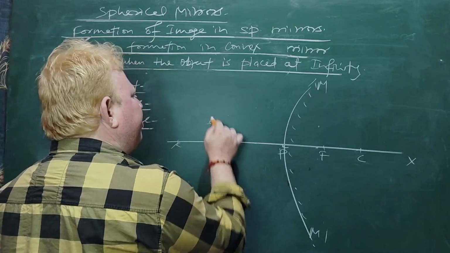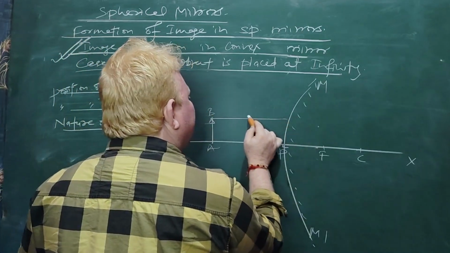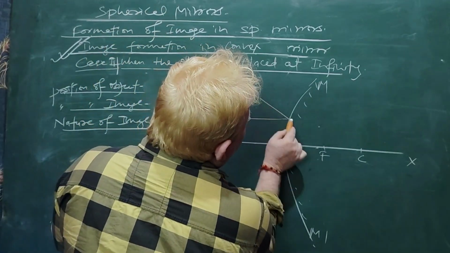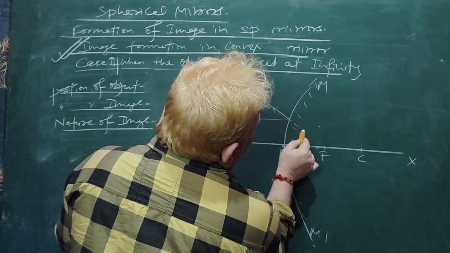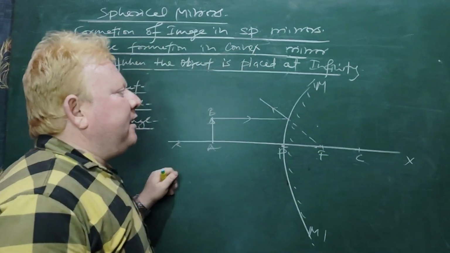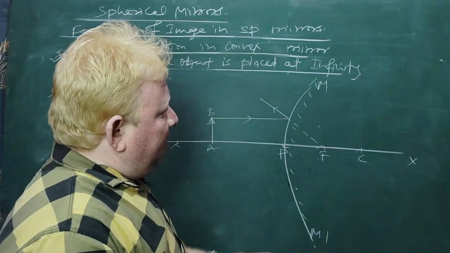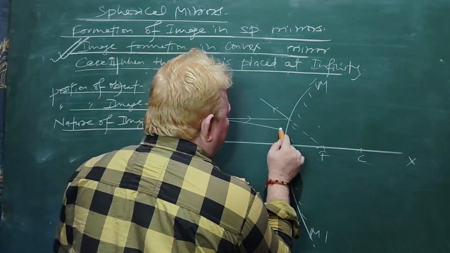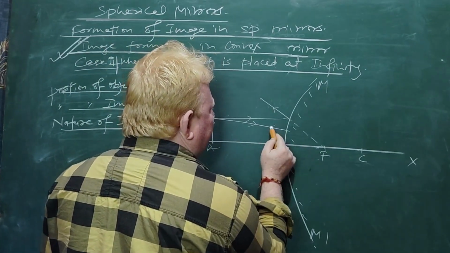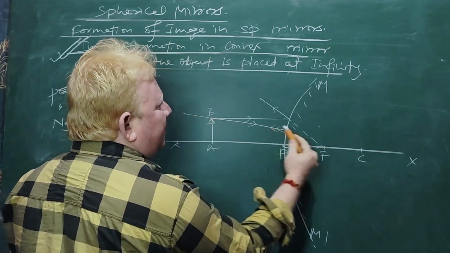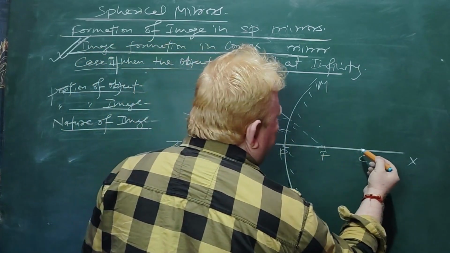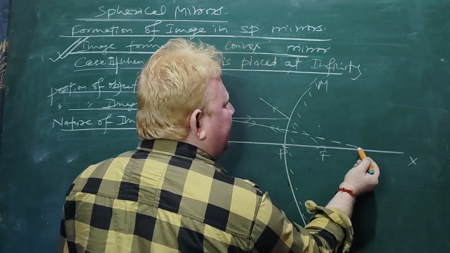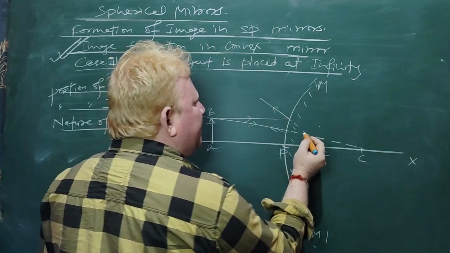This is the object AB, and one ray I am taking is always parallel to the principal axis. Why? Because I know after reflection it has to pass along the focus; when traced back, it will appear to meet at the focus. Another ray is very simple: I know that it will retrace back along the same path, because it is passing along the center of curvature. So when traced back, it will appear to meet here, and this way I am getting a meeting point.